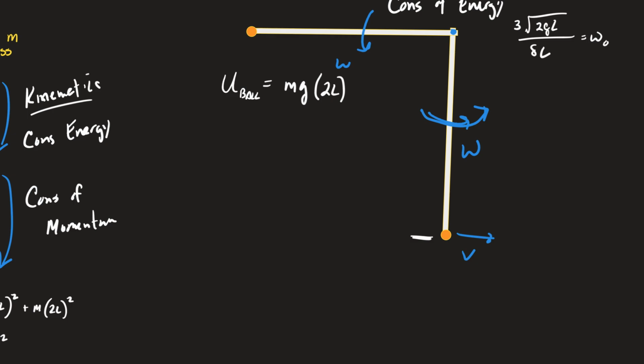Now there's also potential energy for the bar. And the bar has different potential energy because we're talking about where its center of mass goes. So that's going to be mgL because the bar's center of mass only descends to here. So that's why the value I'm using for h is different.